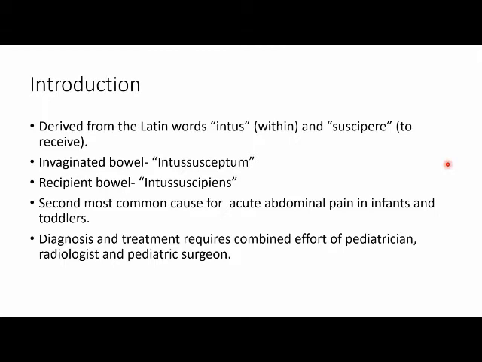Coming to the introduction, the term intussusception was derived from the Latin words intus, which means within, and suscipere, which means to receive. So we know that a proximal bowel is invaginated into the distal bowel. The invaginated bowel is called the intussusceptum, and the recipient bowel is called the intussuscipiens. It is the second most common cause of acute abdominal pain in infants and toddlers. The diagnosis and treatment require a combined effort of the pediatrician, the radiologist, and the pediatric surgeon.